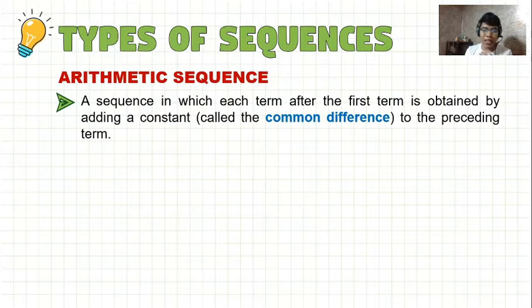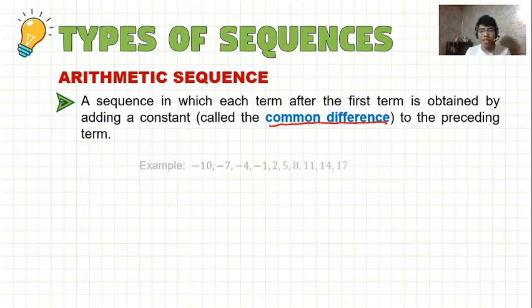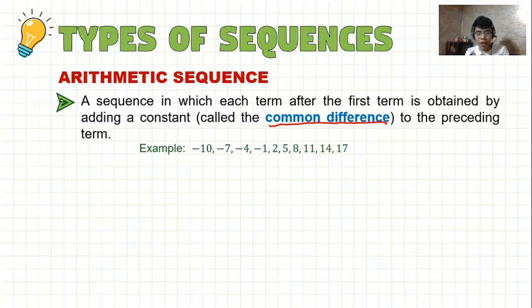Okay, so what is an arithmetic sequence? I think alam nyo na to. So arithmetic sequence is actually a sequence in which each term after the first term is obtained by adding a constant, which is called the common difference. Okay, so ito yung palatandaan natin, common difference, okay, to the preceding term. Example, we have this one, negative 10, negative 7, negative 4, negative 1, and so on until 17. So observe that the common difference of this sequence is actually 3, right? If we add a 3 to negative 10, you will get negative 7. Then plus 3, negative 4, plus 3, you have negative 1, and so on.